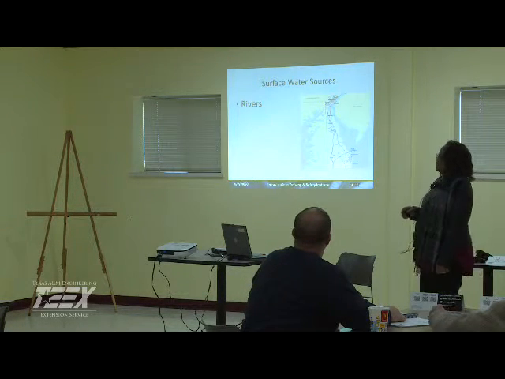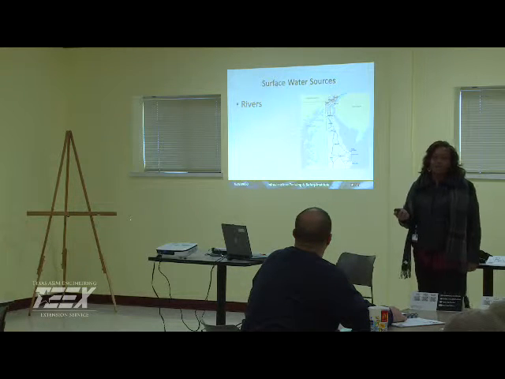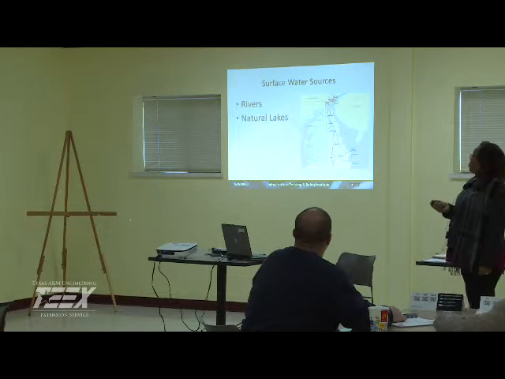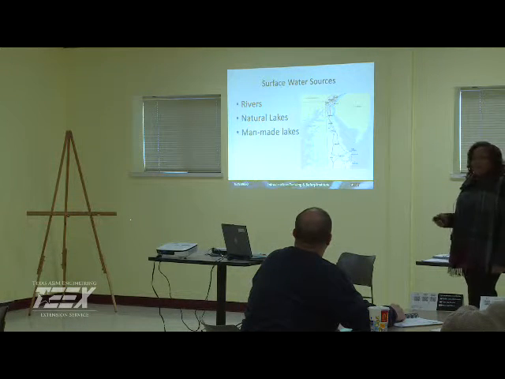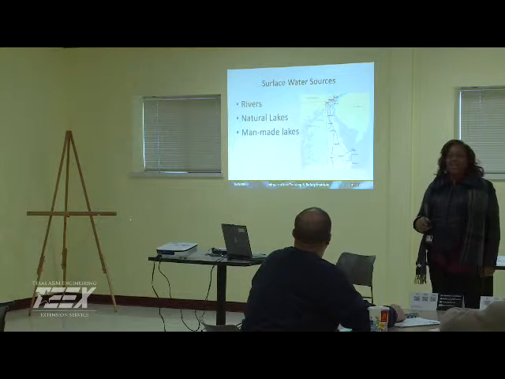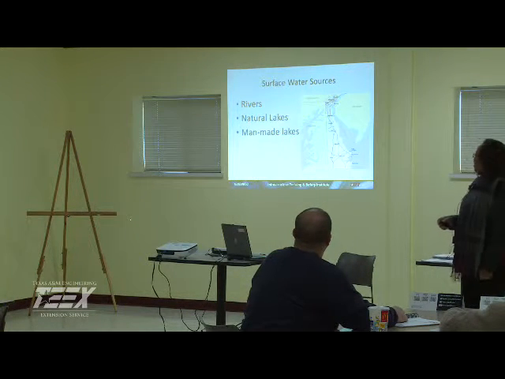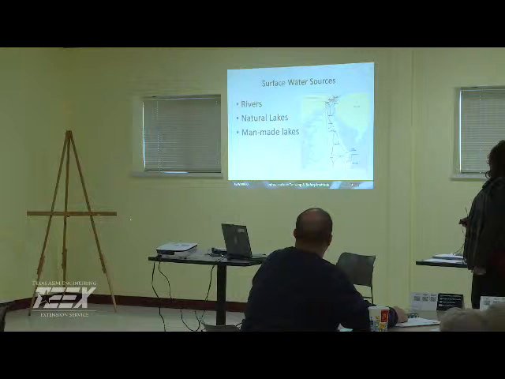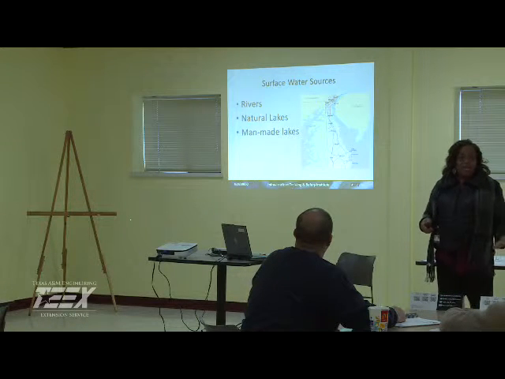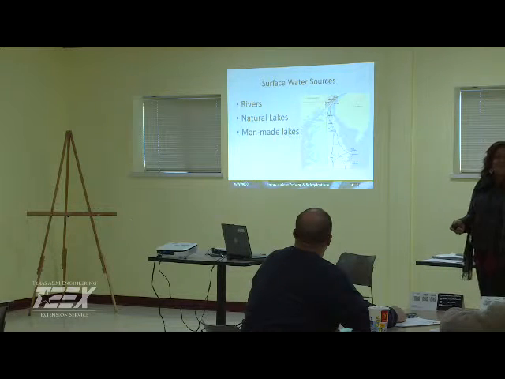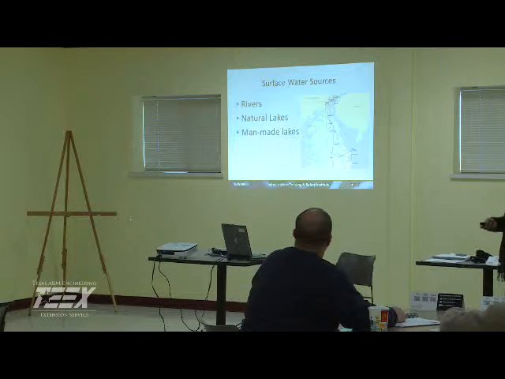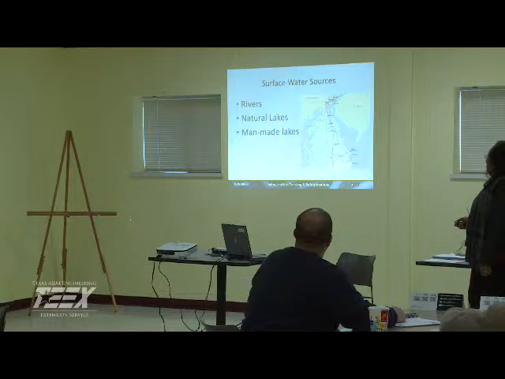All right, what are the sources of surface water? We have rivers, we have natural lakes, we have man-made lakes. And as you can see, I looked into Delaware's rivers and lakes that are out there and came up with this little map here. So you all have several natural lakes, man-made lakes too? In Texas, most of ours are man-made. We have very few natural lakes occurring here.